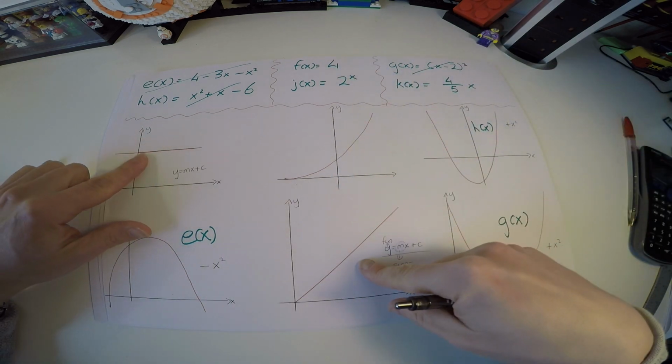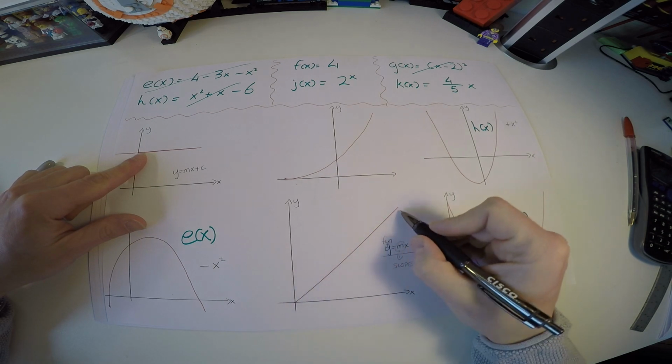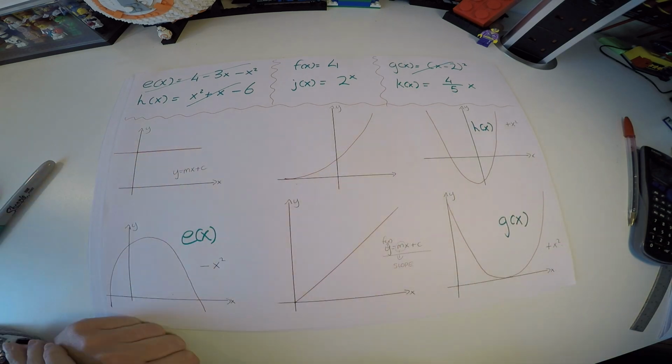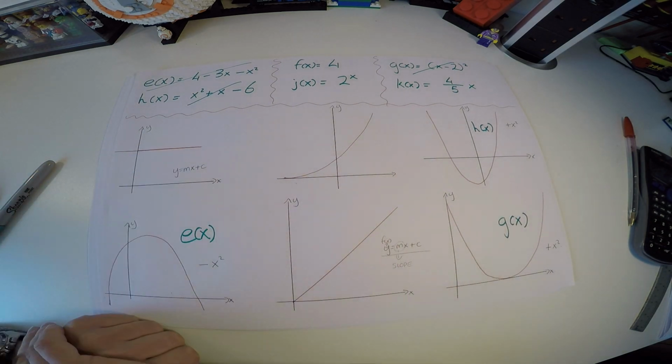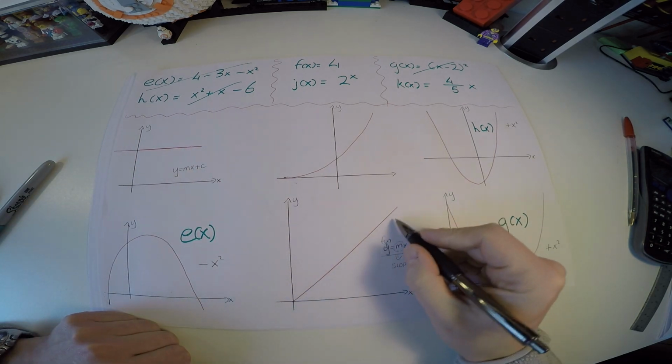And if we look at these two graphs, we can see that one clearly is a sloping line and one is not a sloping line. One is a horizontal line. That means this line has a slope of 0. This has a slope of some value.